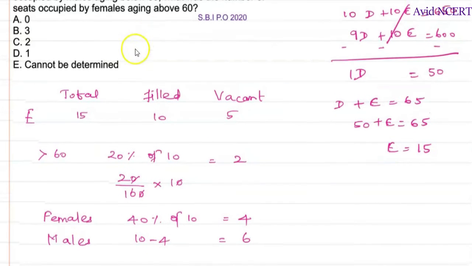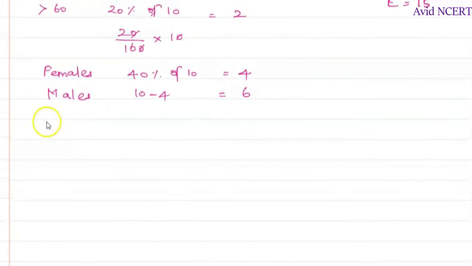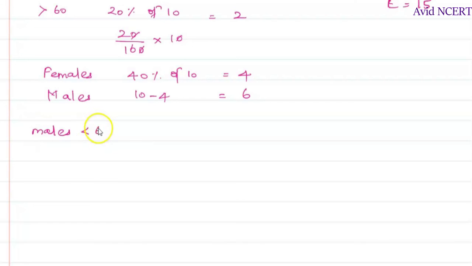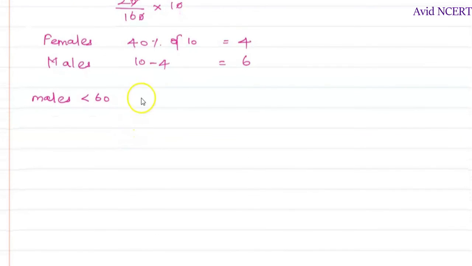Next, from the next sentence, 50% were occupied by males aging below 60. So males below 60 occupied 50% of the seats. That is, 50% of 10 seats, which is 5 times 1, or 50 by 100 times 10, the zeros get cancelled, which is 5. So 5 seats are occupied by males below 60.